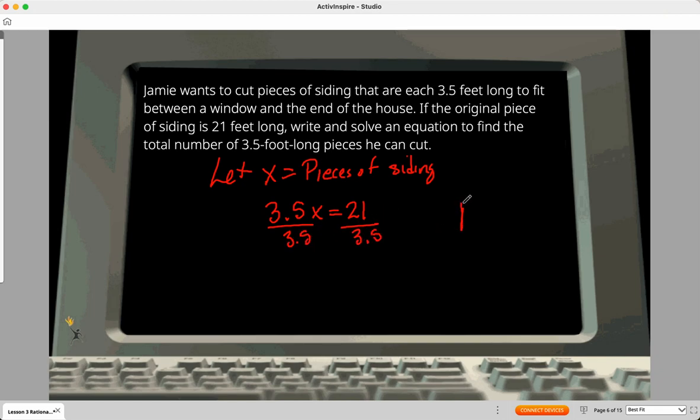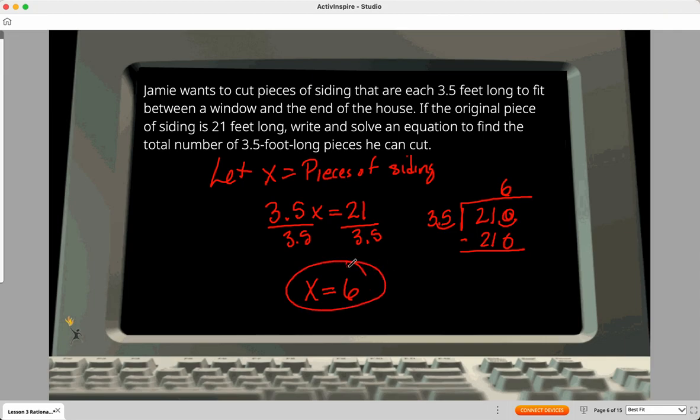So we're going to come over here and do our division. 21 divided by 3 and 5/10. Move our decimal point, so it's really this. 3 goes into 10 seven times, but since it's a little bigger, we're going to say 6. 6 times 5 is 0. Carry the 3. 6 times 3 is 18 plus 3 is 21. So he can get a total of X. He has 6 pieces of siding.